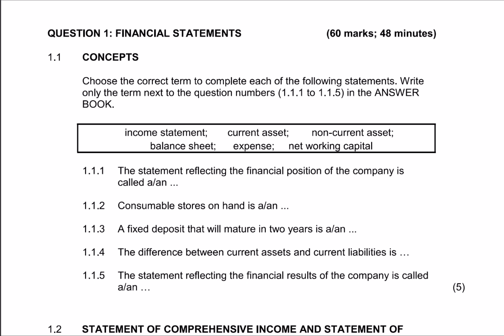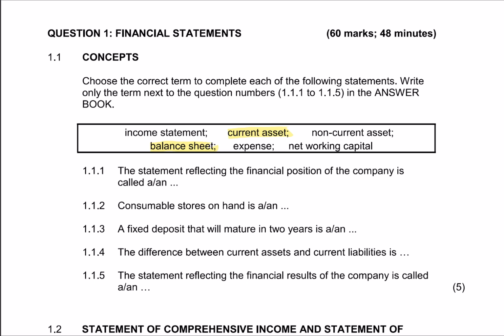The statement reflecting the financial position of the company is a balance sheet. So that would be a balance sheet. Then consumable stores on hand, those are current assets. Remember on note number 4, when you're calculating inventory, it's trading stock plus consumable stores on hand. So that will be an asset.